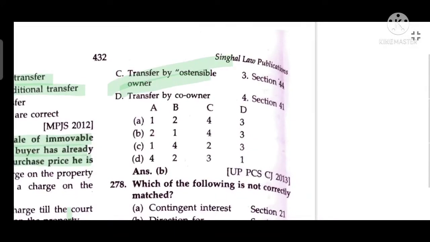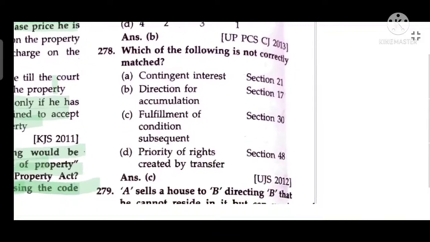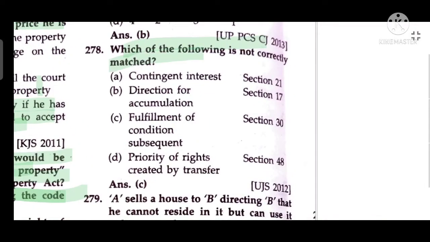Transfer of ostensible owner, Section 41. Transfer by co-owner, Section 44. Not correctly matched: C. Fulfillment of conditions subsequent, Section 30. Not correctly matched: Contingent interest, 21. Direction of accumulation, 17. Priority of right created by transfer, Section 48.